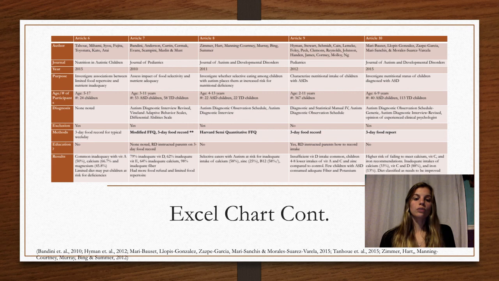These results were again identified through 3-day food records and food frequency questionnaires that were again filled out by parents. However, I did point out that Article 7 was the only one that allowed the child to help fill out the form themselves if they were able to do so.